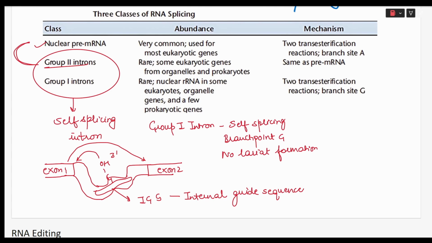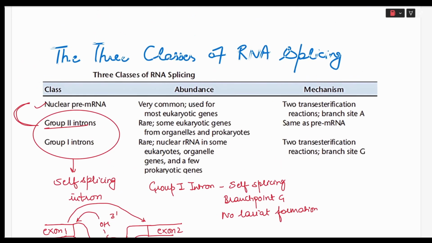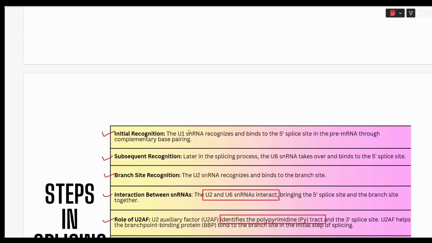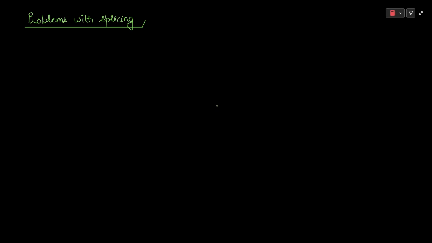Okay. After that, I think that is enough about splicing. There are some things that I would like to discuss before moving any further. There are two main issues with the splicing, right? It is very important for the cell to perform splicing at very specific locations, or you can say the splice sites.